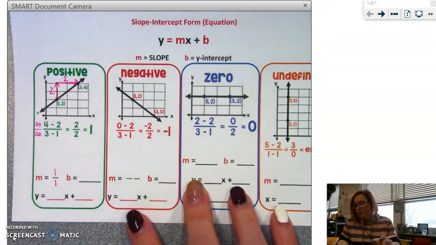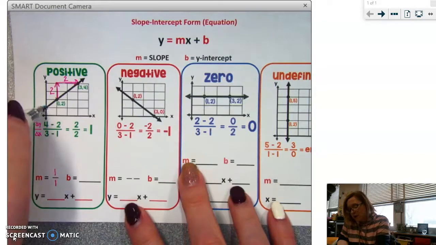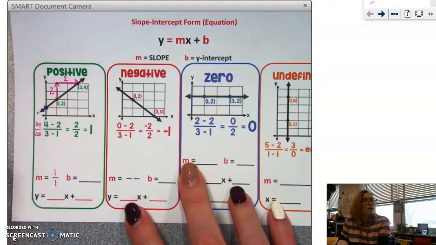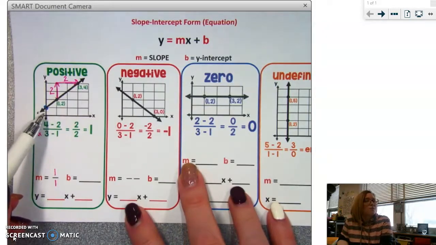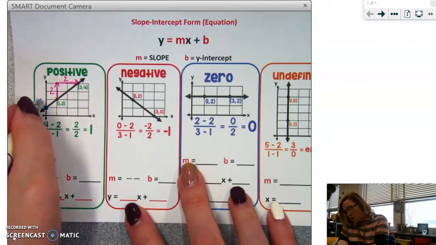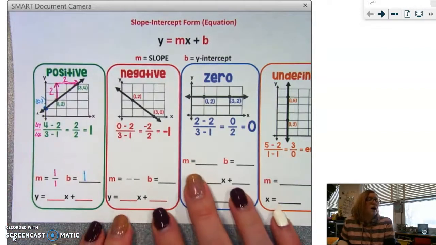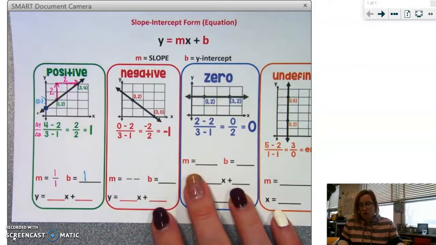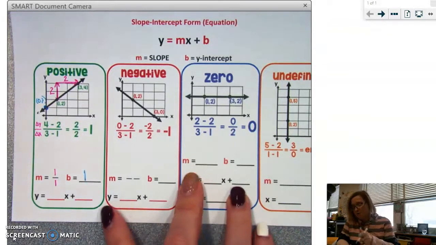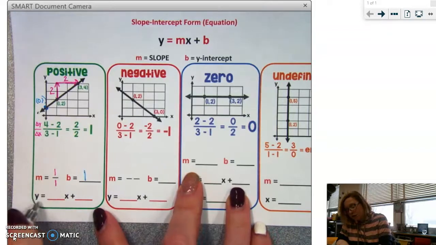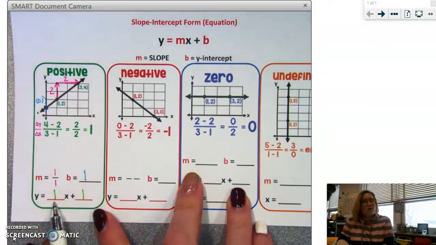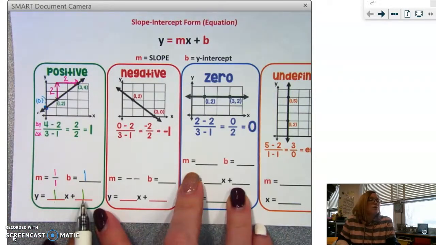The next part is to find the y-intercept, and that is where it crosses the y-axis, so that'd be right in there. If these all count by ones, our y-intercept would be at (0, 1), so 1 also. If I asked you to write an equation in slope-intercept form for this problem, the equation would be y equals 1x plus 1. The 1 in front of x represents the slope. The other 1 represents the y-intercept.